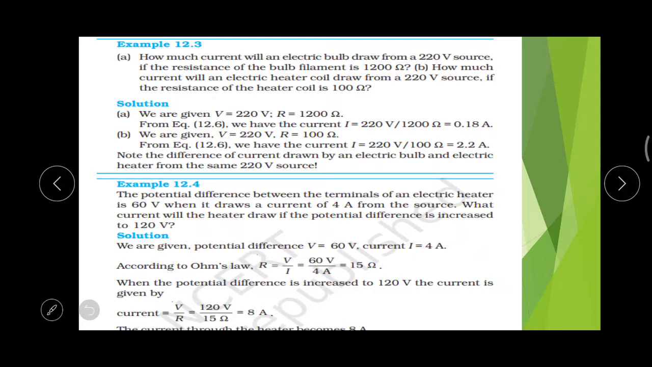Two conditions are there. The first one is the potential difference between the terminals is 60 volt, and the second one, the potential difference between the terminals becomes double that of the first case, that is 120 volt. So in the first case the current value is given, 4 ampere. You have to find out the current value in the second case, where you know that the resistance remains constant. So with the values of V and I of the first case, you can find out the value of resistance.